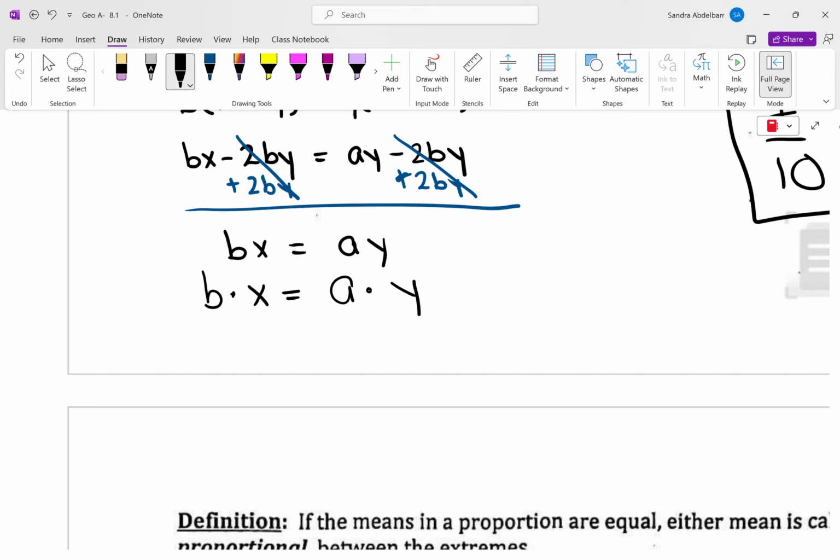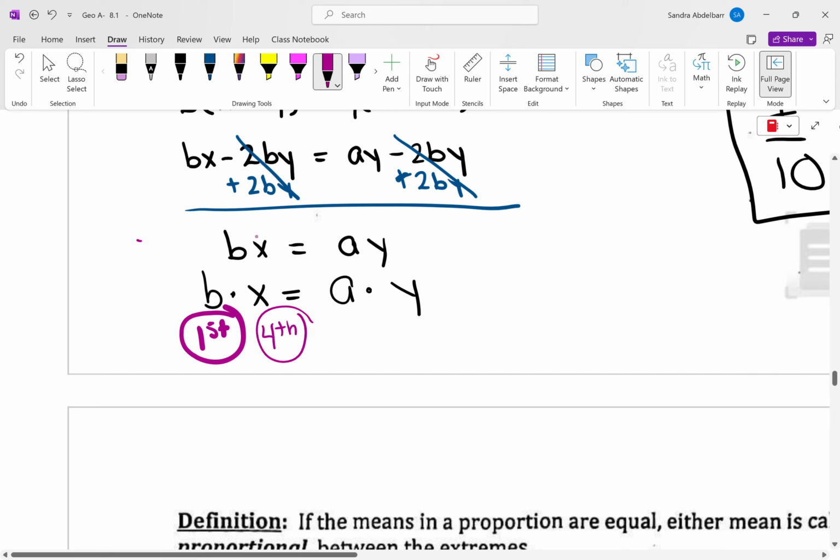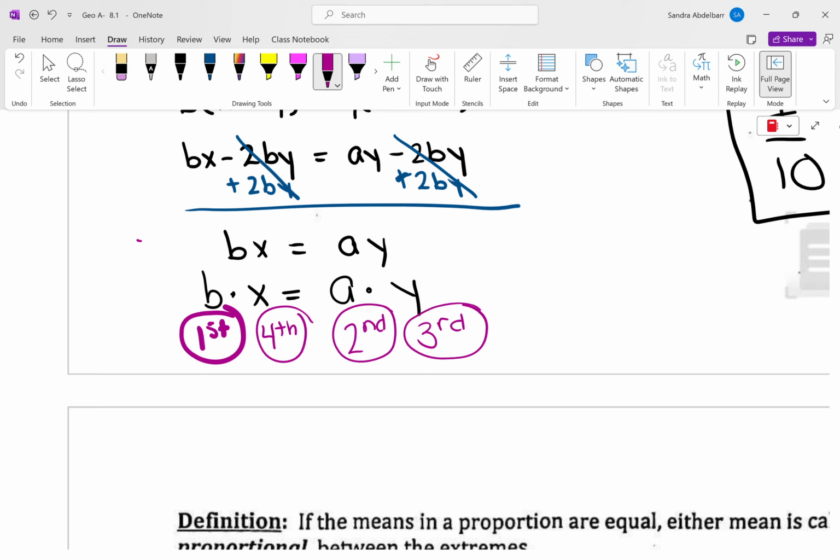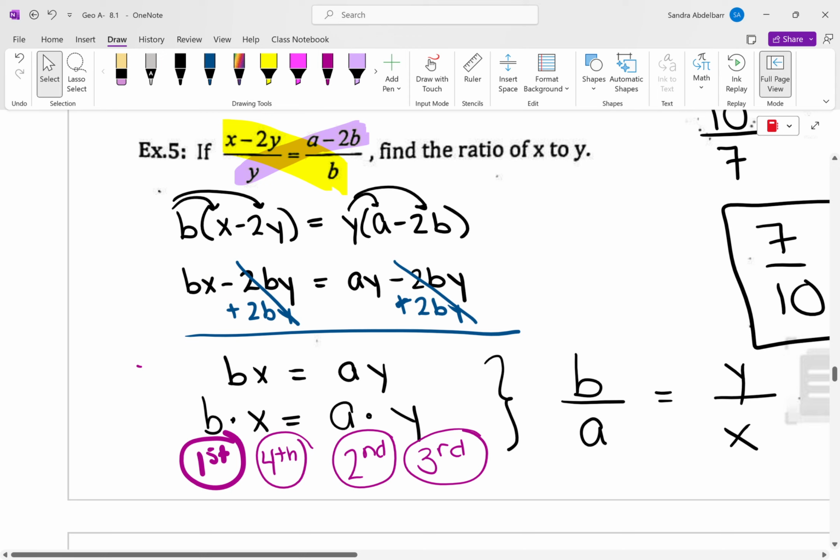So remember, this is b times x is equal to a times y. So this is the cross multiplication of something. So the first is paired with the fourth when you cross multiply, and the second is paired with the third. So now if we're going to put this back into the proportion, what is my first term? B. Good. What is my second term? A. What is the third term? And the fourth term? X.